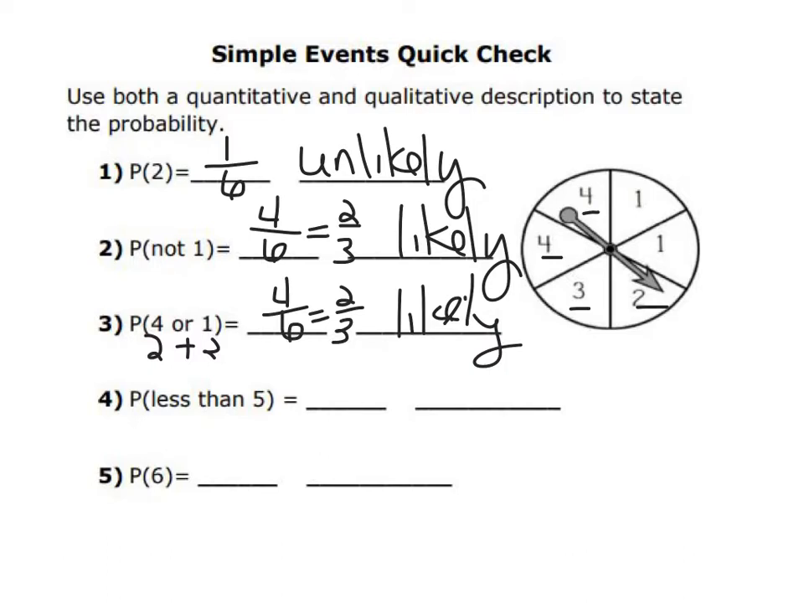And now we're going to do the probability that's less than 5. How many numbers are less than 5? All of them. So that means the probability is 6 out of 6, which equals 1, and that's going to be certain. And then the last one, the probability of spinning a 6, that's just going to be 0. We don't put a fraction because there's no such thing as 0 over a number. It's just going to be 0, and that's going to be impossible.